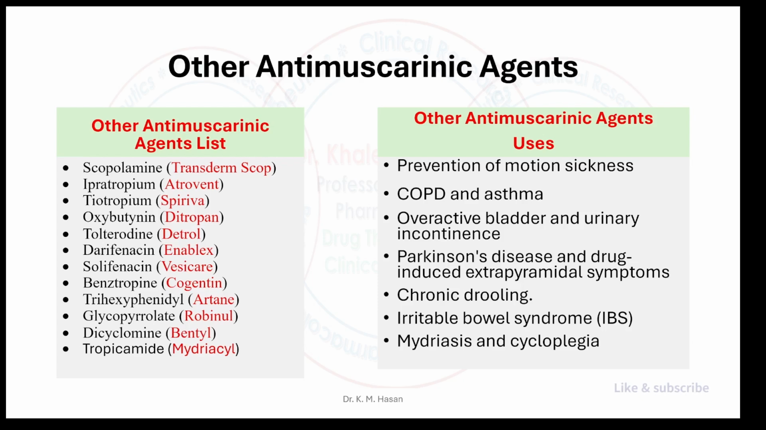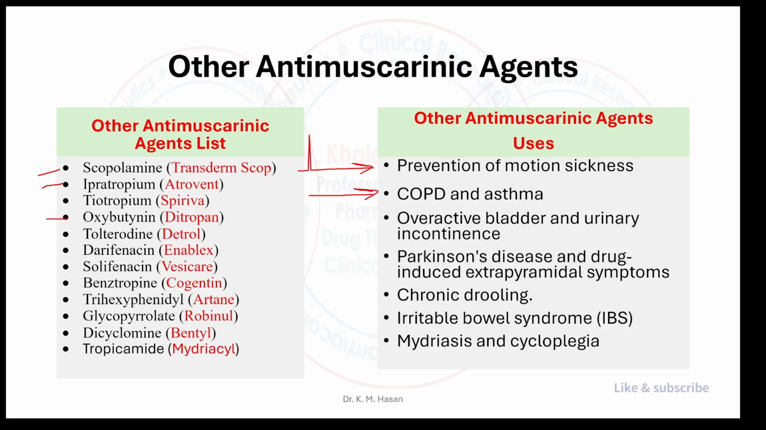Okay, speaking about other antimuscarinic agents, we have a list of medications belonging to the antimuscarinic group. We have scopolamine. Scopolamine is used to prevent motion sickness, available as a transdermal patch. Then we have ipratropium. Ipratropium is available as an inhaler, Atrovent, used for patients suffering from COPD and asthma.